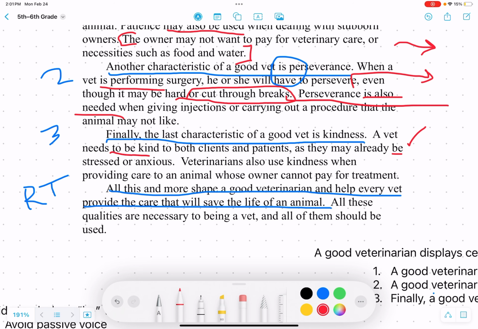So no partiality, right? All this and more shape a good veterinarian and help every vet provide the care that will save the life of an animal. All these qualities are necessary to being a vet, and all of them should be used. Okay, we're gonna take out this last sentence because I think it's a little bit redundant, because you've already said that these are qualities they should have.